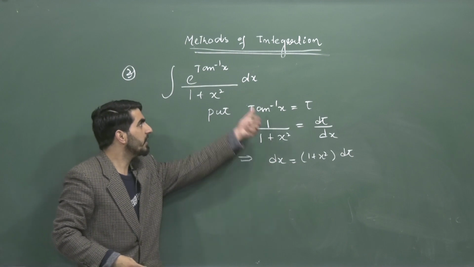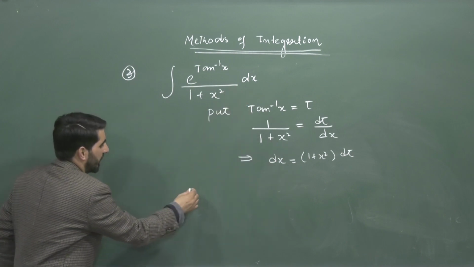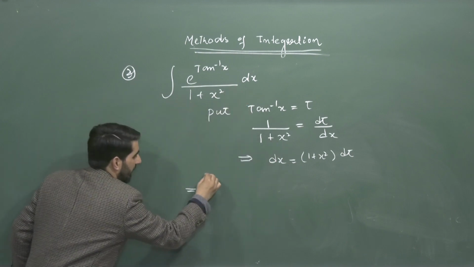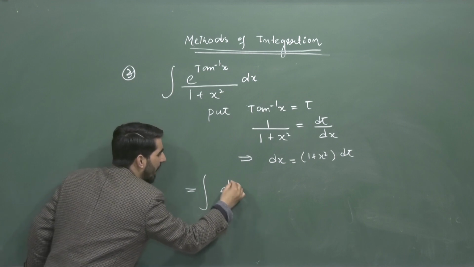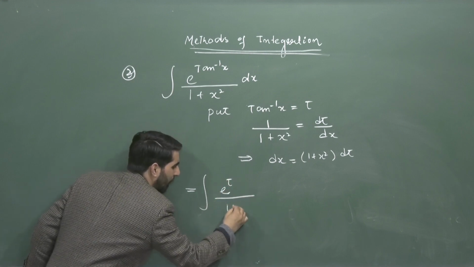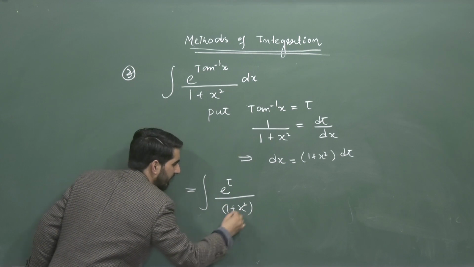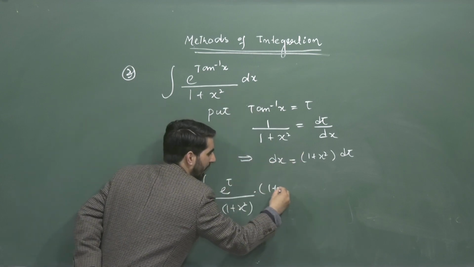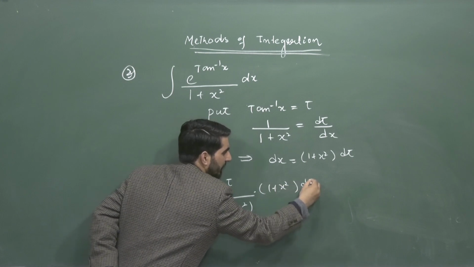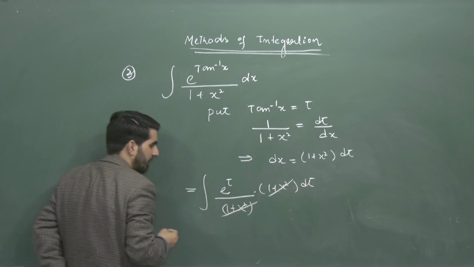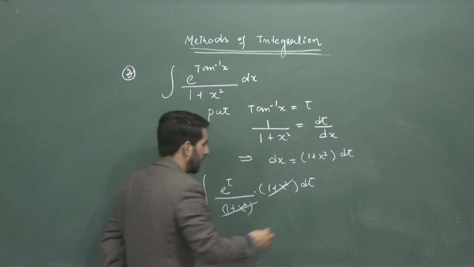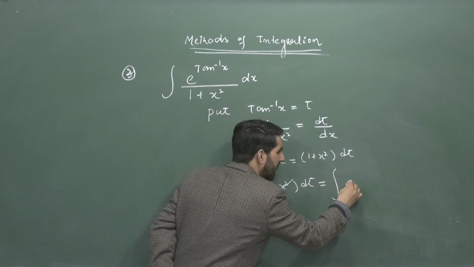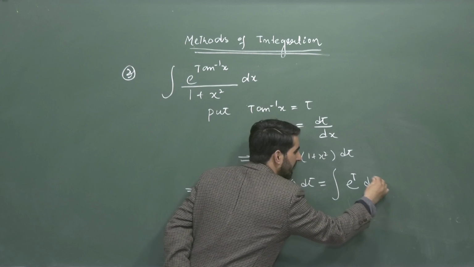So substituting these values in the original equation, we will get integration of e raised to power t divided by 1 plus x square into, what is the value of dx? dx is 1 plus x square into dt. This will be cancelled here, so which is equal to integration of e raised to power t dt.